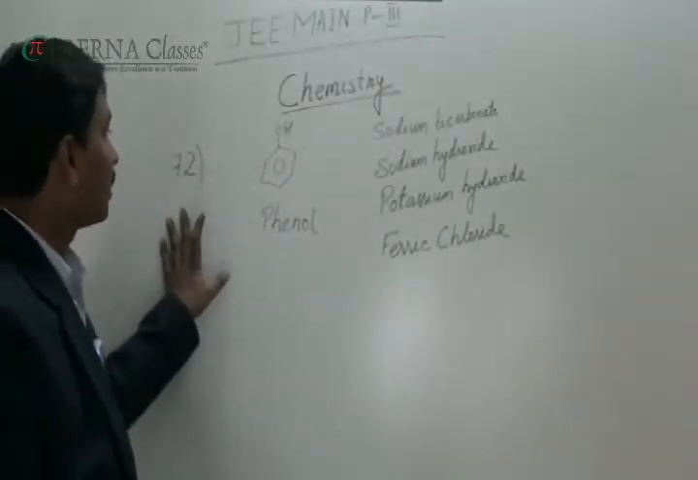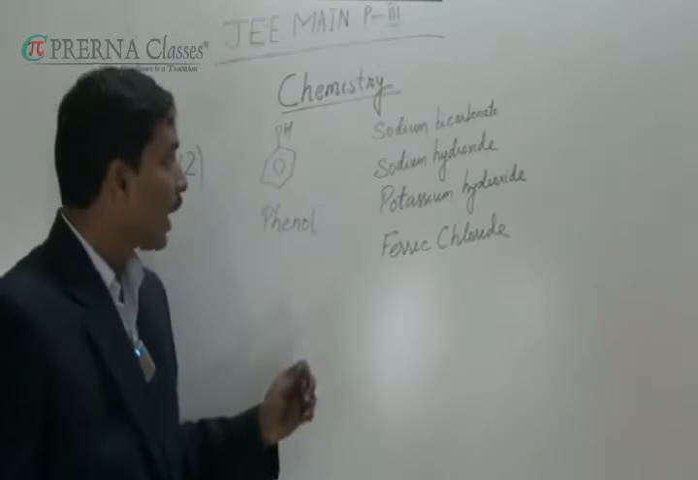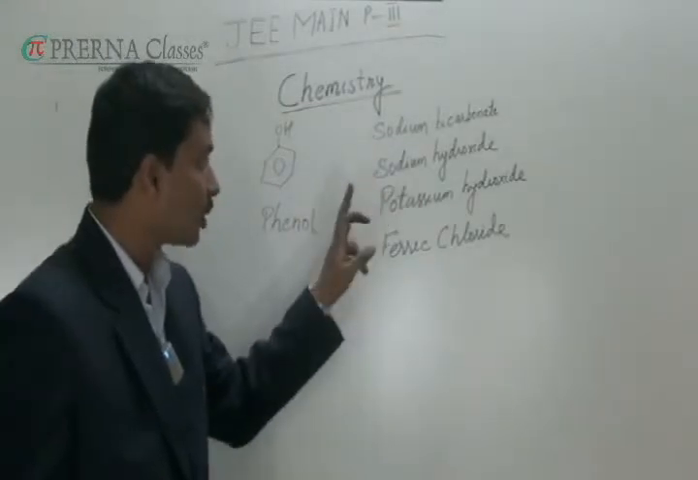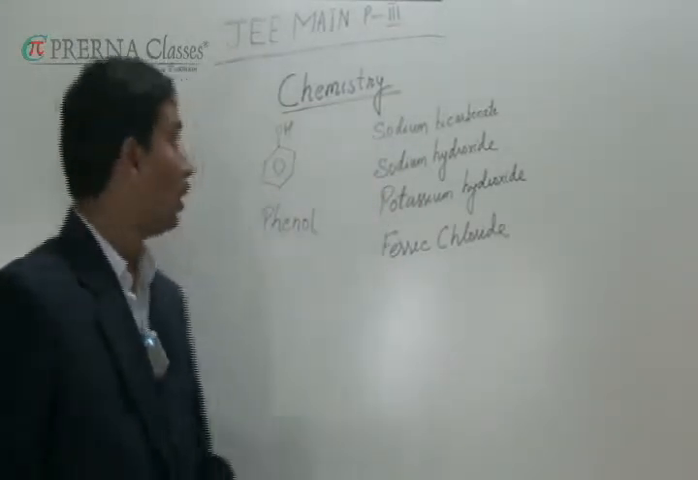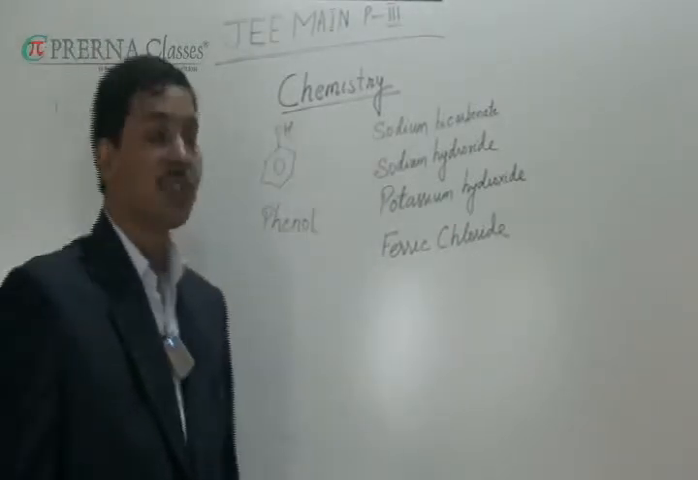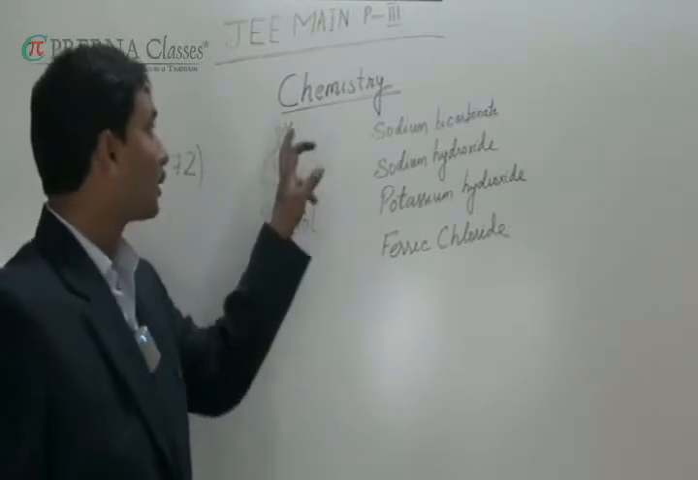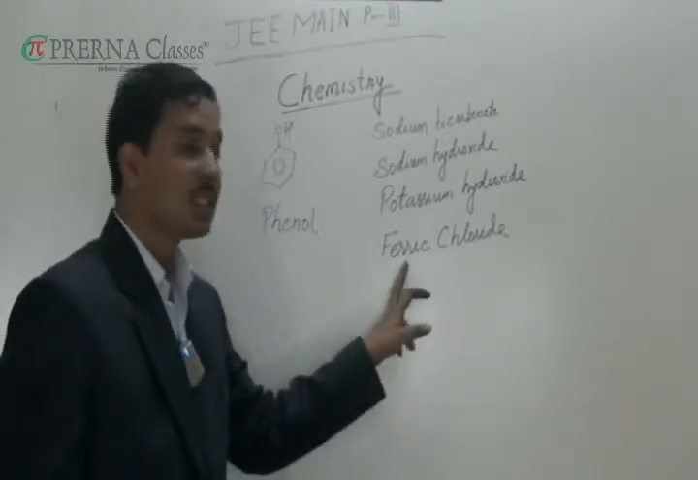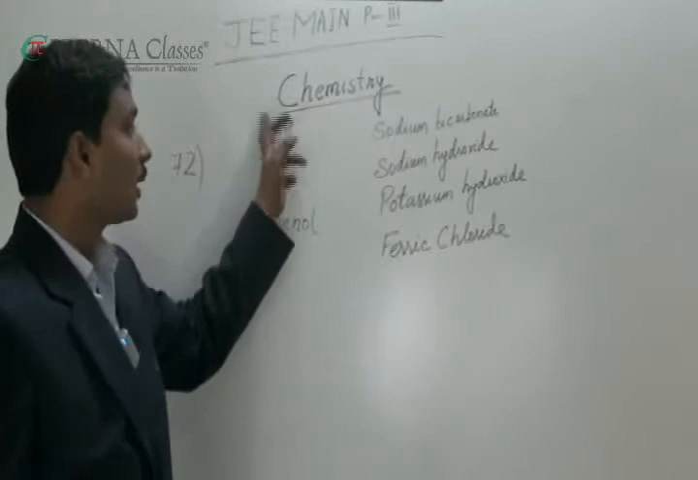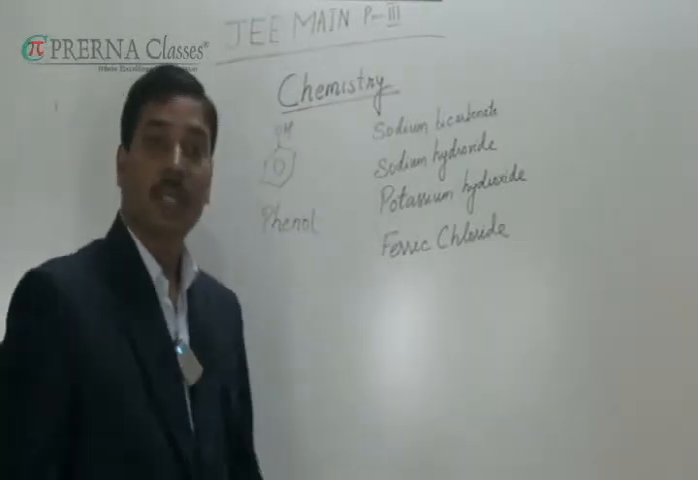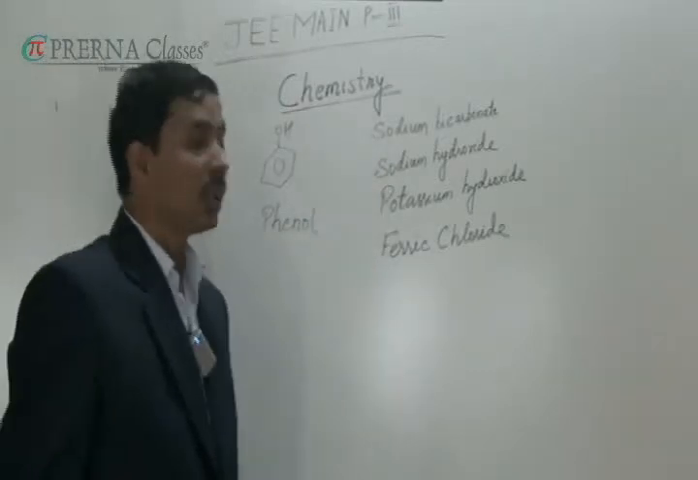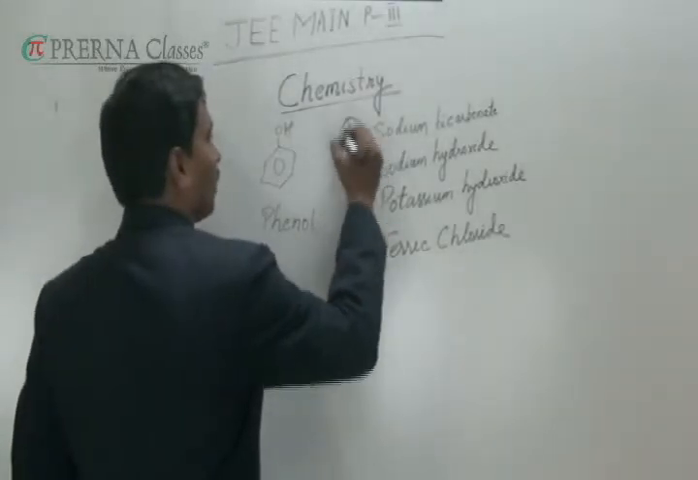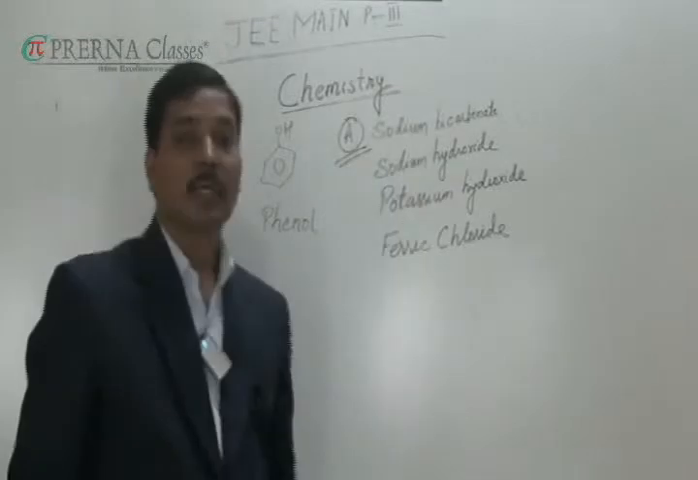Now question number 72. Phenol will not react with which of the following? The 4 given are sodium bicarbonate, sodium hydroxide, potassium hydroxide and ferric chloride. Now this phenol can react with sodium hydroxide and it is converted into ONa, as an acid is reacting with a base. In the same way it can react with an acid as a base, and FeCl3 is electron deficient, so oxygen can donate its lone pair, so it will also react with ferric chloride, but it will not react with sodium bicarbonate. So we can say the answer is option A. That means phenol will not react with sodium bicarbonate.